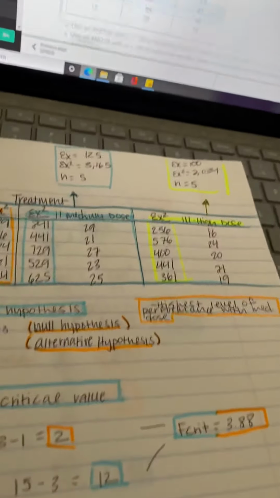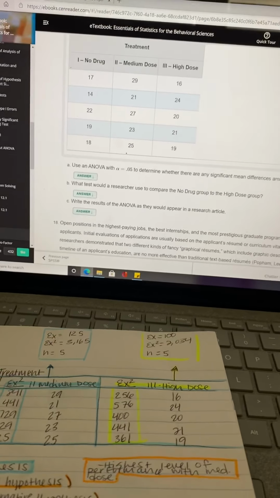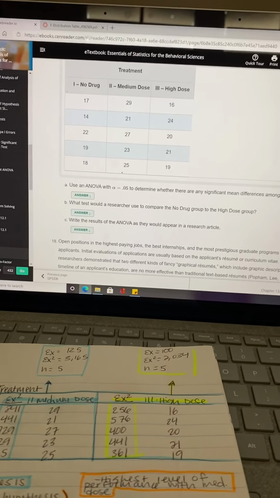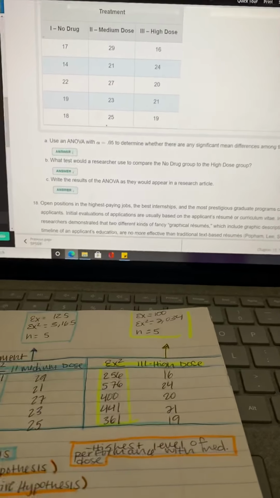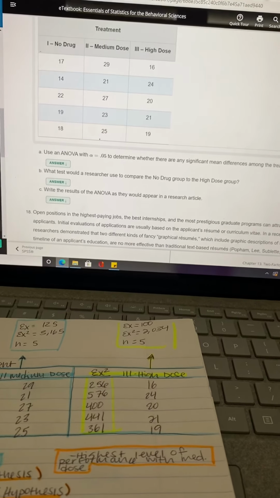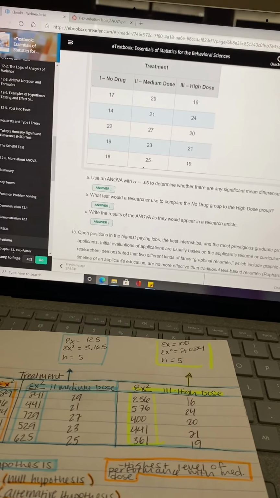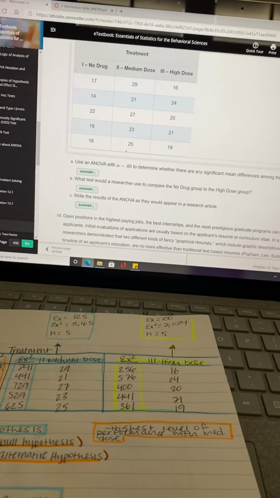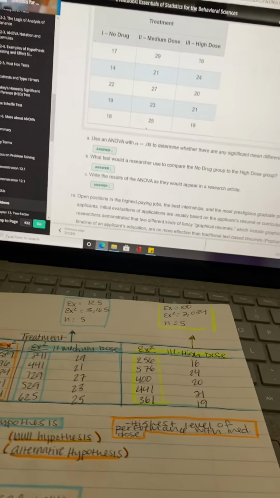And then the first part of the question asks us to use an ANOVA with alpha 0.05 to determine whether there are any significant mean differences among the treatments. All that this is asking is basically, is there a significant effect of drug dosage on performance? So we have to do the ANOVA and do all 4 steps in order to find that out.